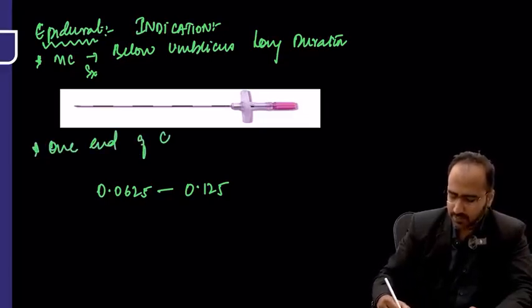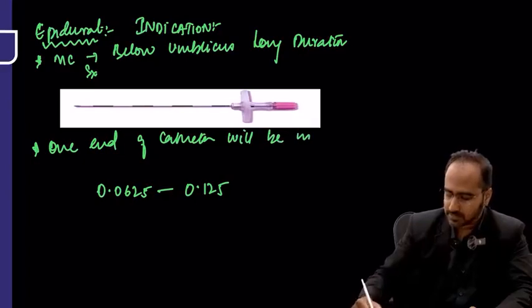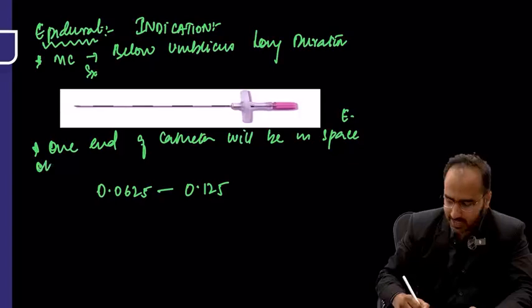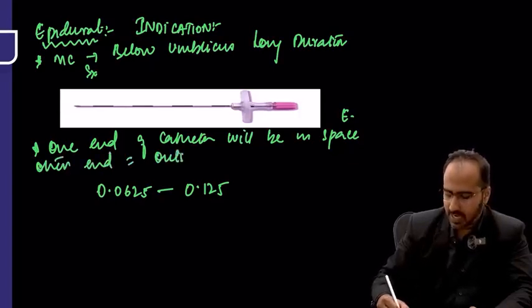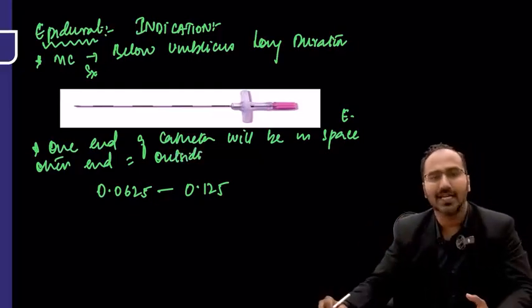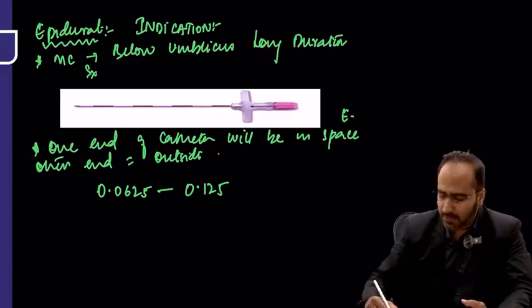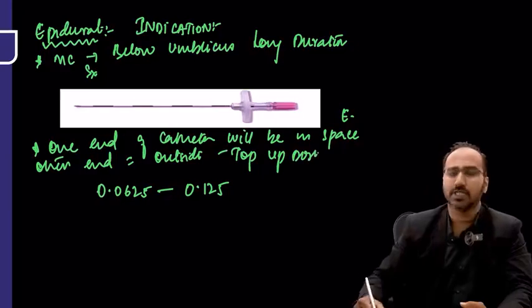One end of the catheter will be in the epidural space. Other end will be outside. Other end is lying outside. The other end which is lying outside, through that other end, you can give the top-up doses. You can give the top-up doses of the drug.